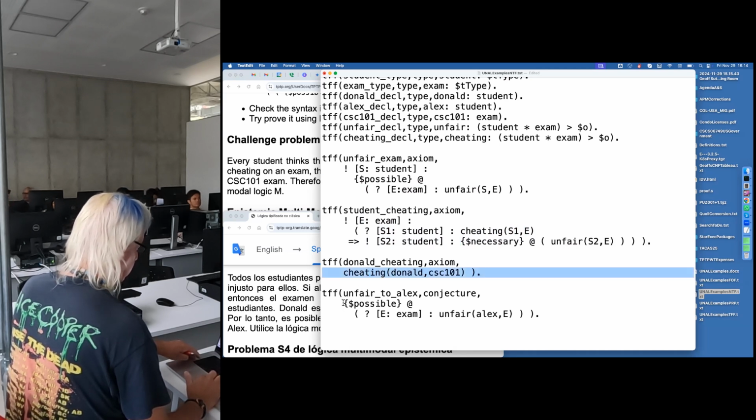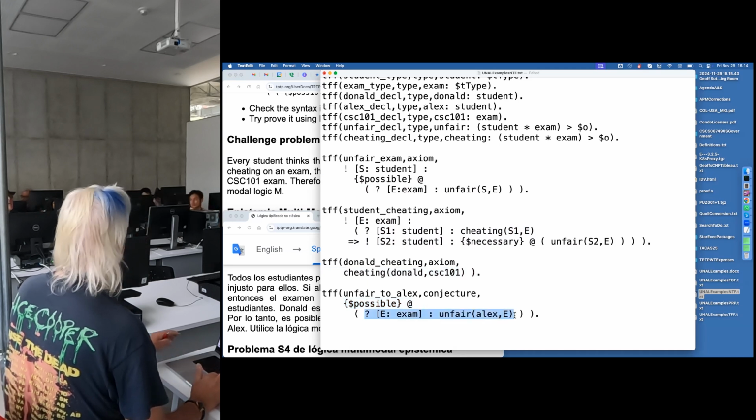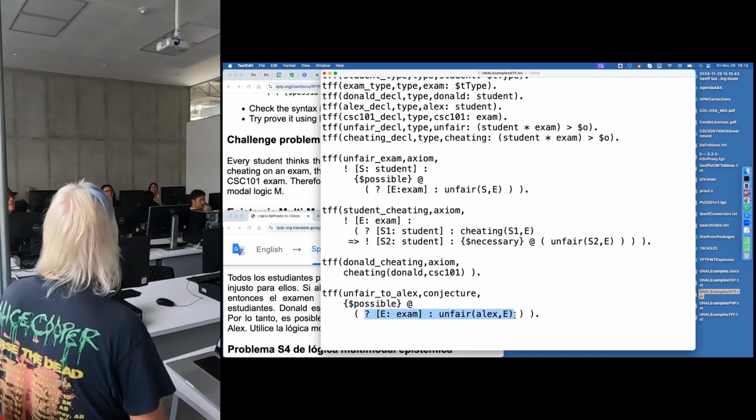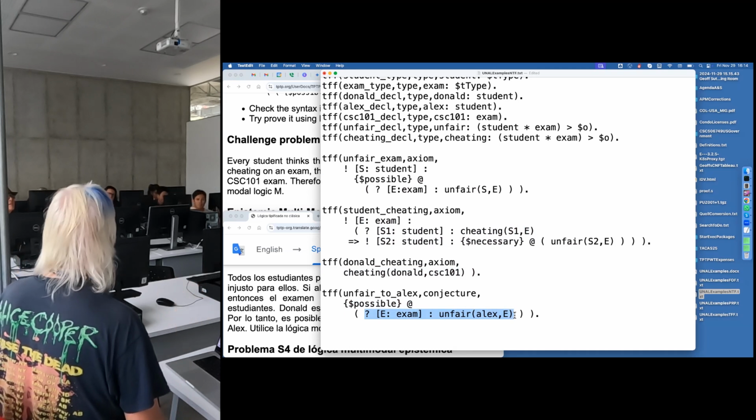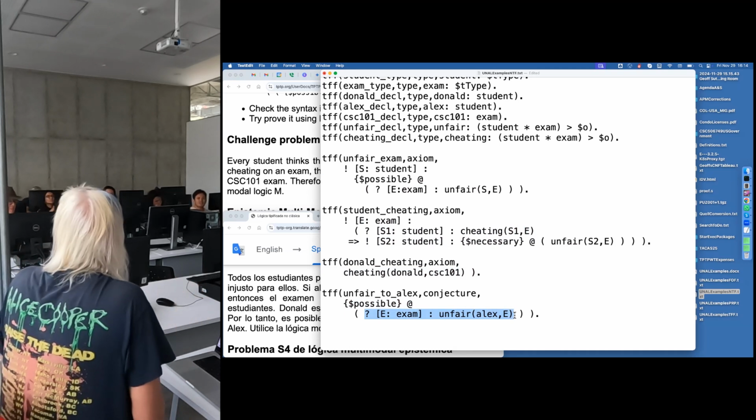All right, Donald is cheating. Therefore, we want to prove it's possible that there is some exam that is unfair to Alex. And you can see suddenly Alex never been spoken about before. Now we can conclude because Donald cheats, something is unfair for Alex.